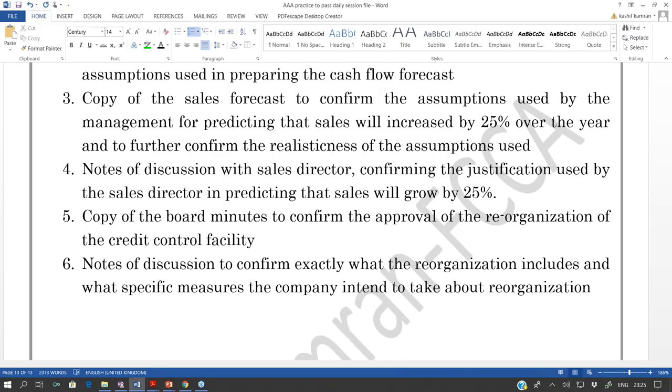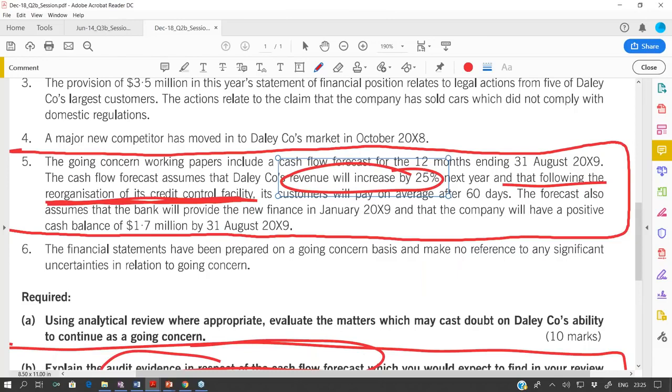Okay, let's go down, see the last point. Following the credit control reorganization, its customers will pay on average after 60 days. Can I have the results of analytical procedures to see how much time the customers used to take before the reorganization? Because it says the customers will pay on average after 60 days after the reorganization. So can I see currently how much time they are taking? Can I have the results of the analysis here?